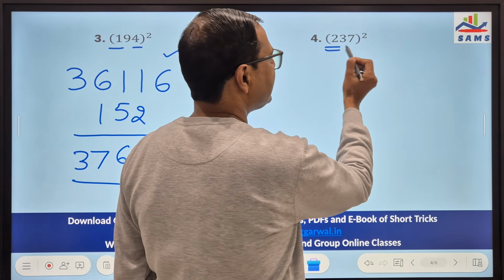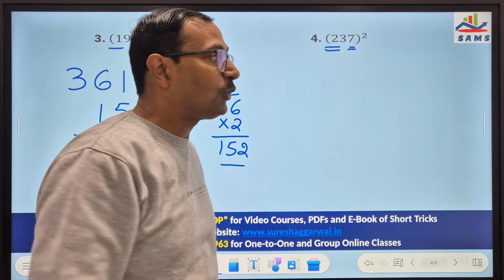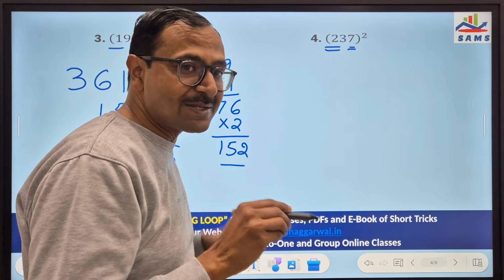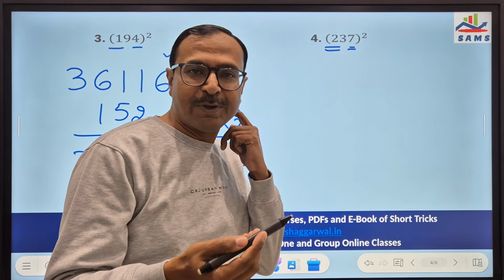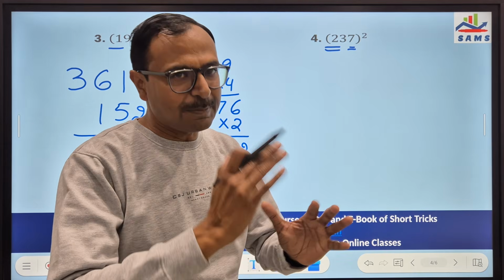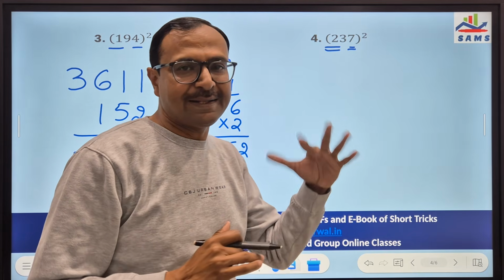Look at this, 23 and 7. Now you should know what is 23 square. That is why I have taken numbers up to 300, because more often than not students remember the squares up to 30, and that's why.